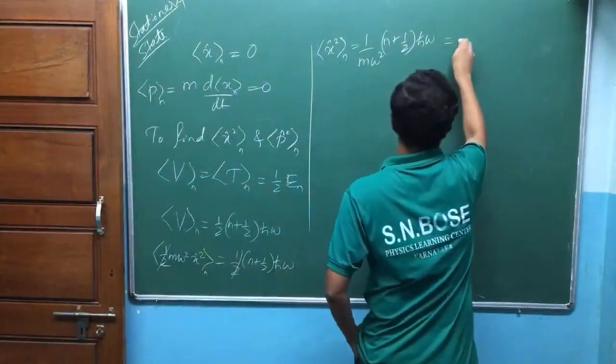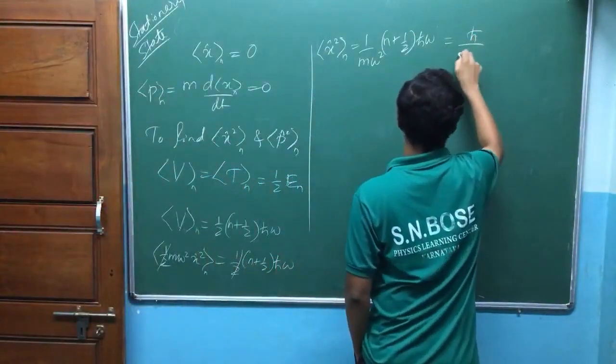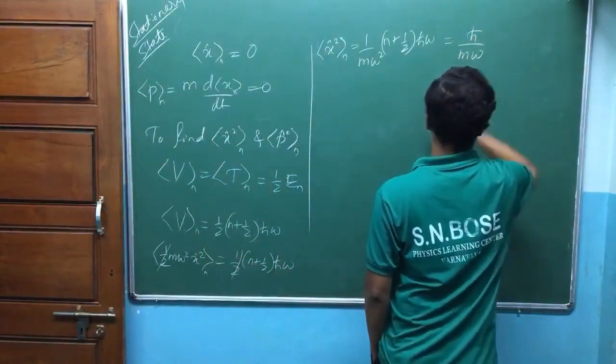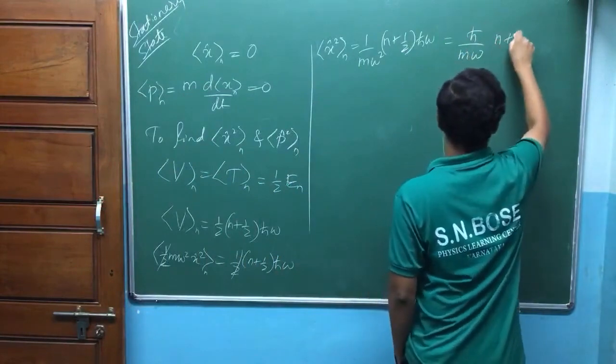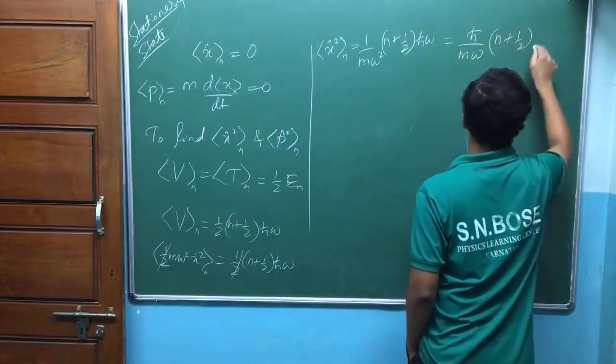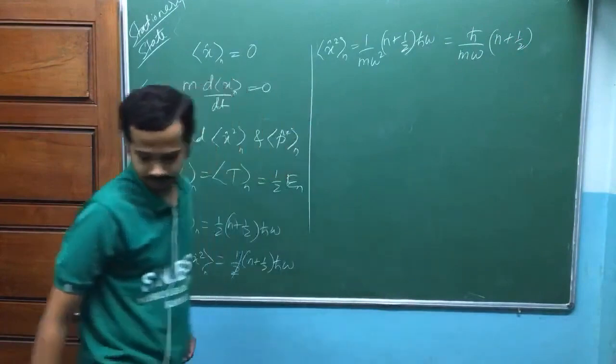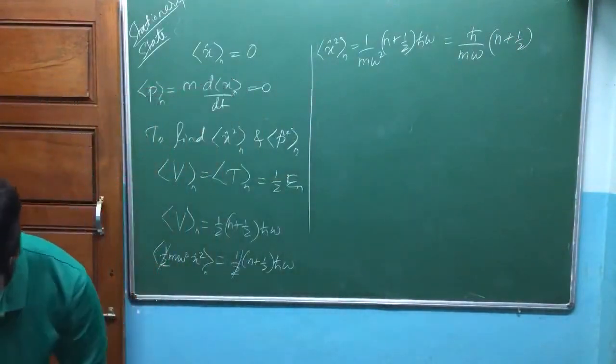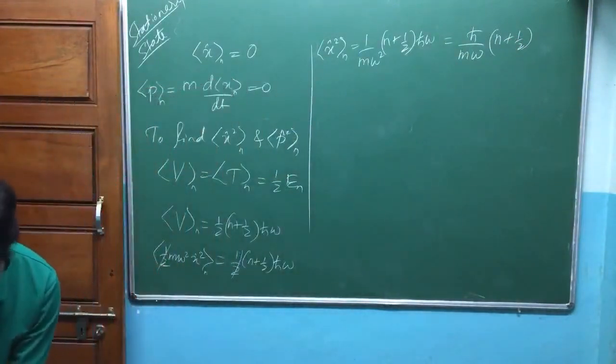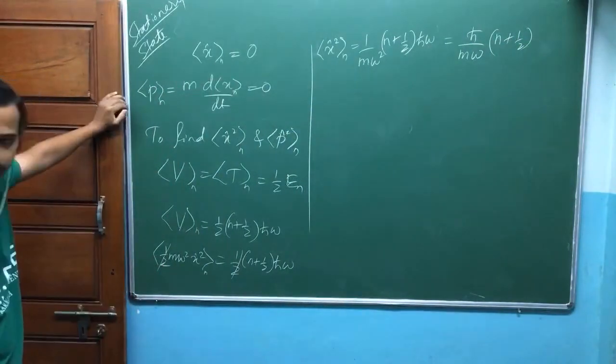That is equal to h bar by m omega, n plus half, am I right? h bar by m omega, n plus half. Just check it out. Yeah, that's correct. Is that okay?